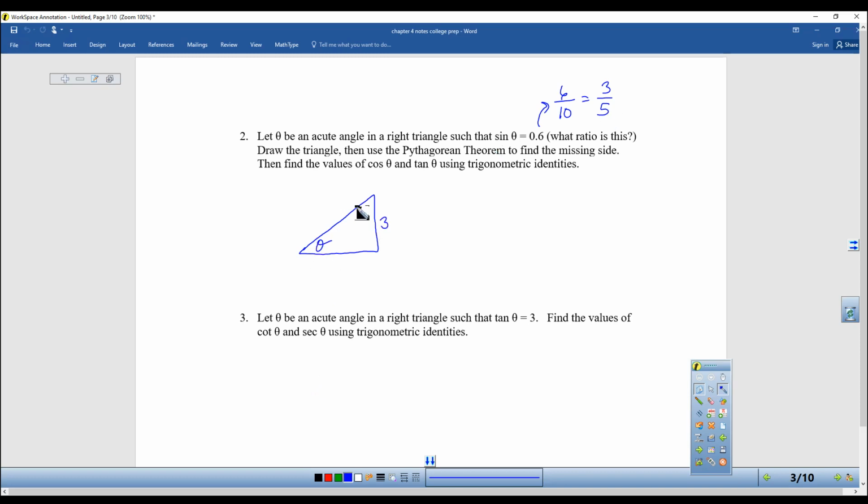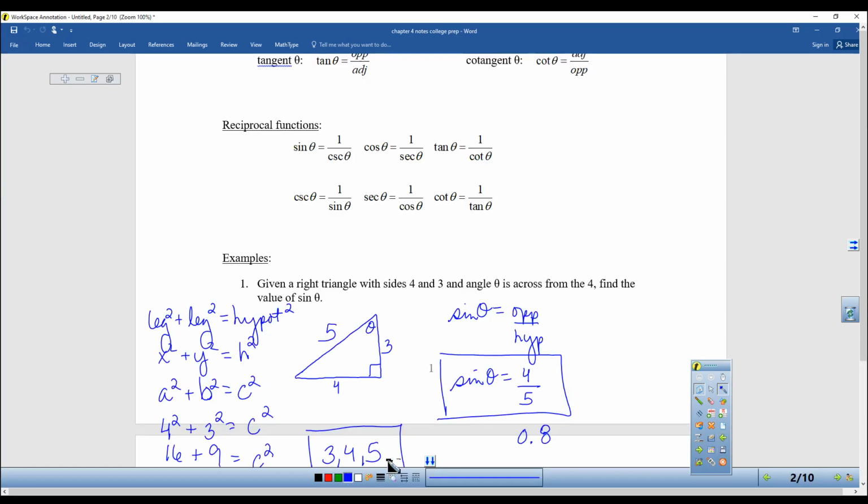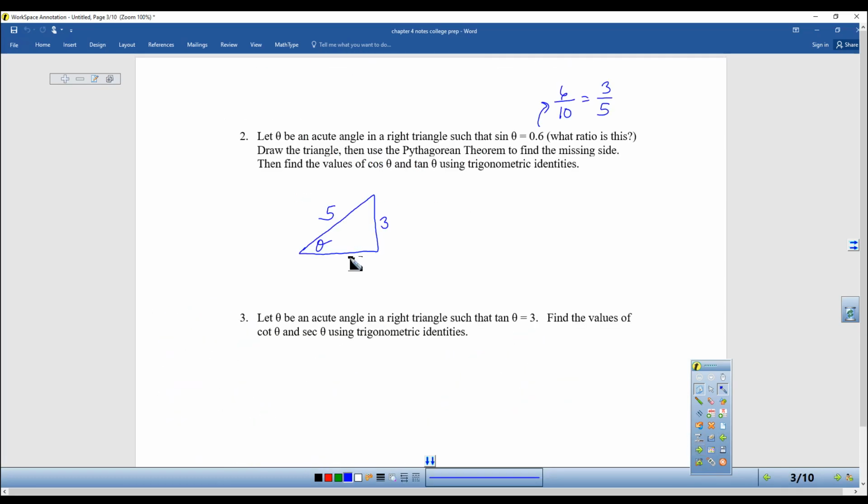Then I know that there's a 3 here and a 5 there, because that's what sine is. Sine is the ratio of the opposite side to the hypotenuse. So we drew the triangle. We're going to use the Pythagorean theorem to find the missing side, although we don't really need to. Hopefully you already have this in your head, 3, 4, 5 right triangle. So I know that this missing side is 4. And then I'm going to find the values of cosine and tangent.